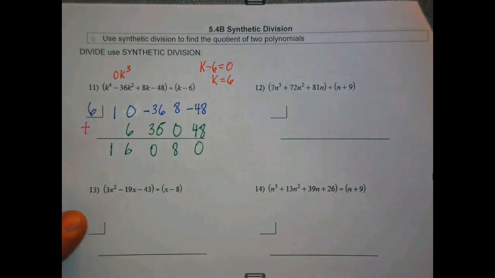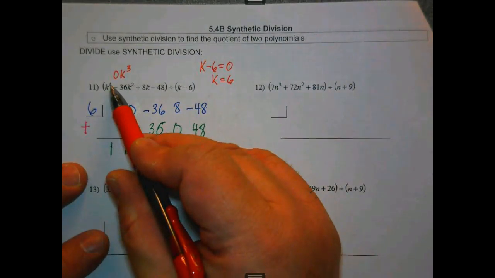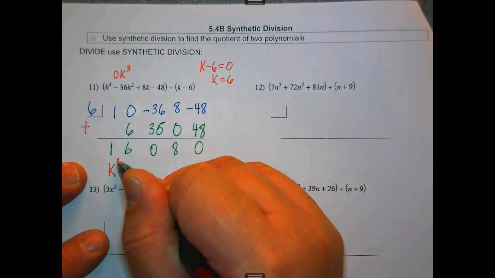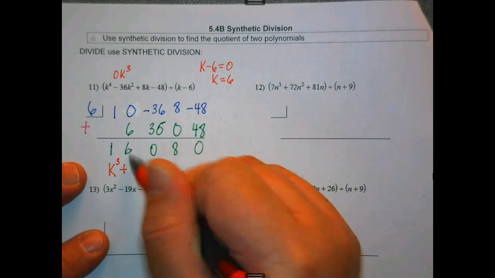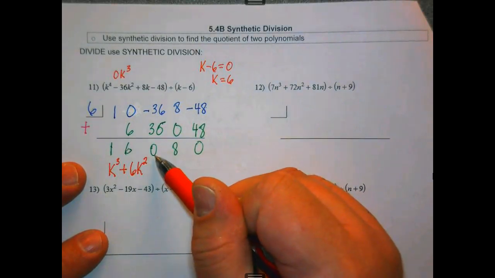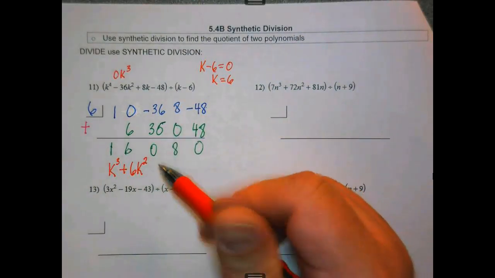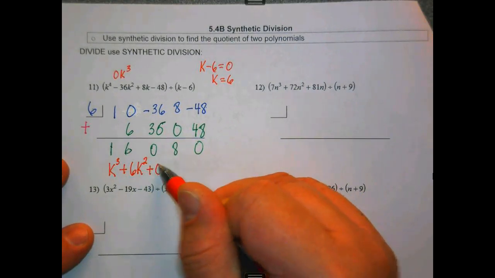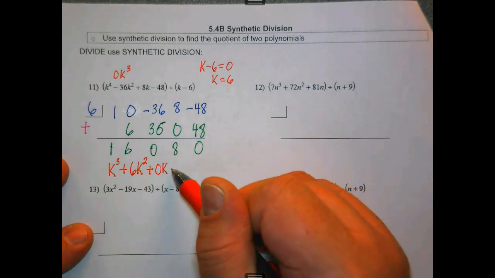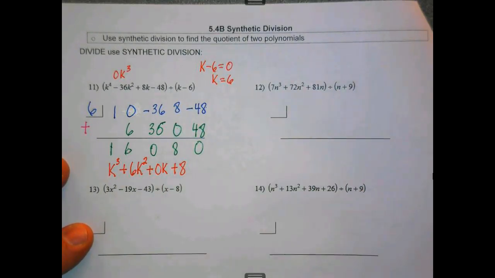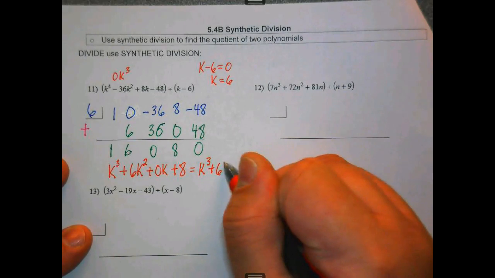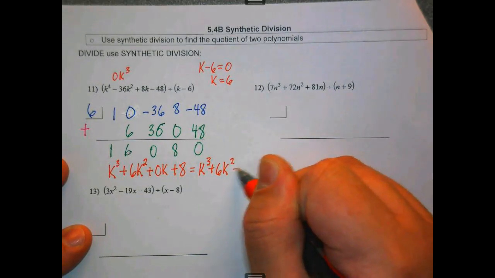So here's my answer. I've divided out one of the k's, so I have 1k cubed plus 6k squared, and plus a 0k to the first. Now you can put a 0k to the first in there, or you can simplify and just leave it out. Plus 8. I'll take either one. I'm not real picky.